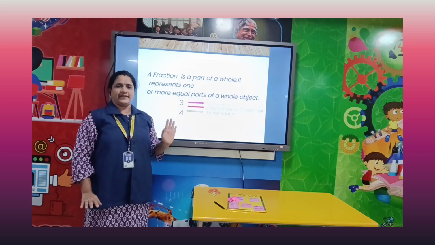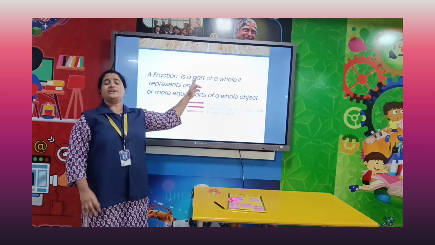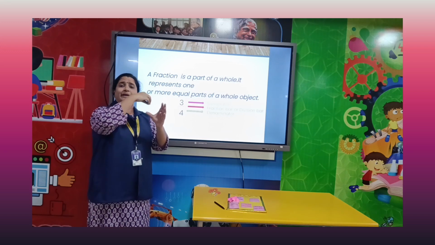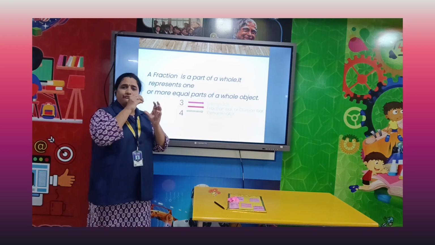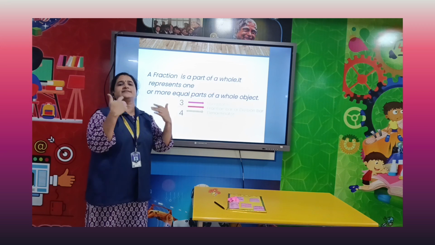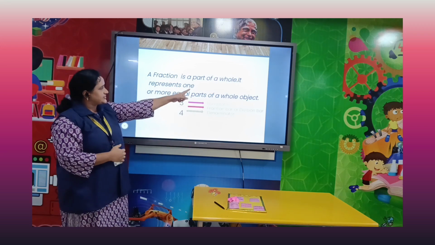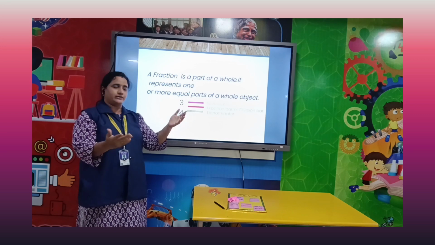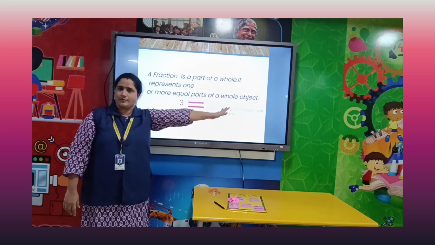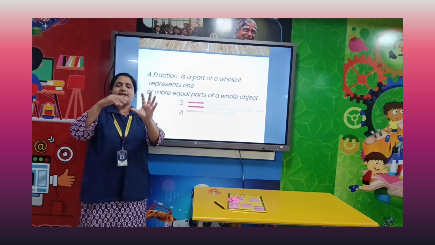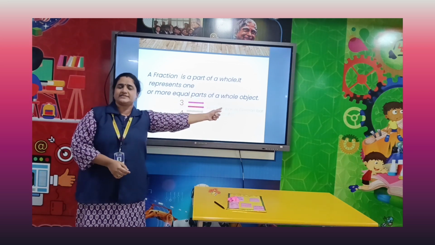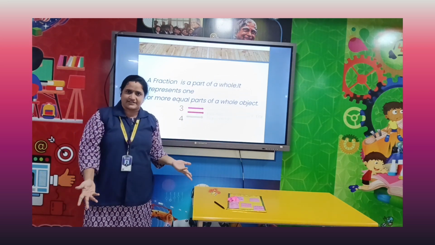What is a fraction? A fraction is a part of a whole. We have one whole object, and in that we have many subdivisions. If we split that into subdivisions, that is called fractions. A fraction represents one or more equal parts of a whole object. For the whole object, we can make many partitions, and one or more equal parts of it is called a fraction.